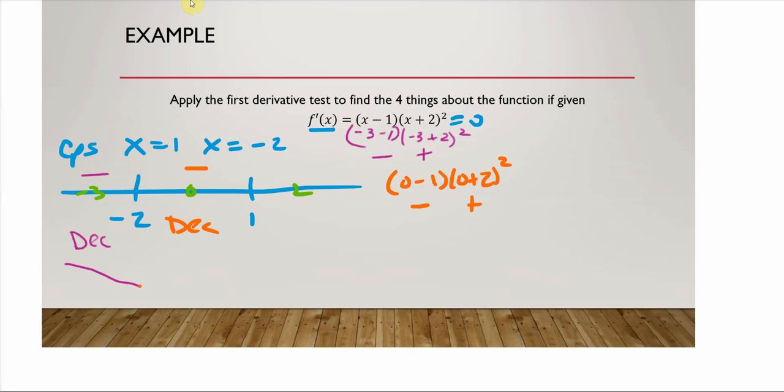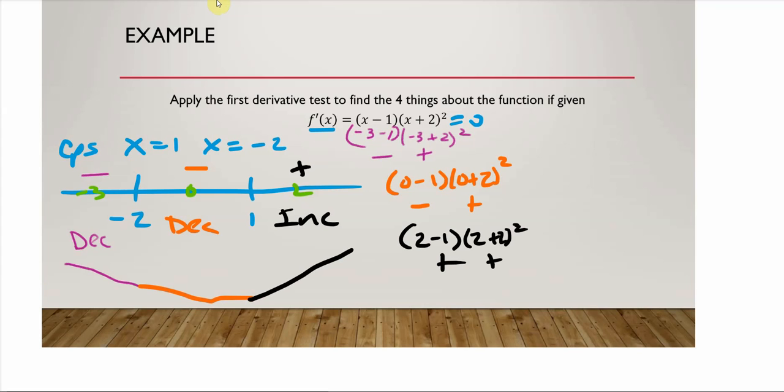So in this interval, it's going to decrease. It's still going to go down. All right, then I try the last one. The last one, I'm going to plug in a 2. So I'm going to say 2 minus 1, and then 2 plus 2 squared. So that's going to give me positive and positive. That means that it's going to be positive. So that means that my function is increasing. So that means it's going to go back up. So my function is going to go down.